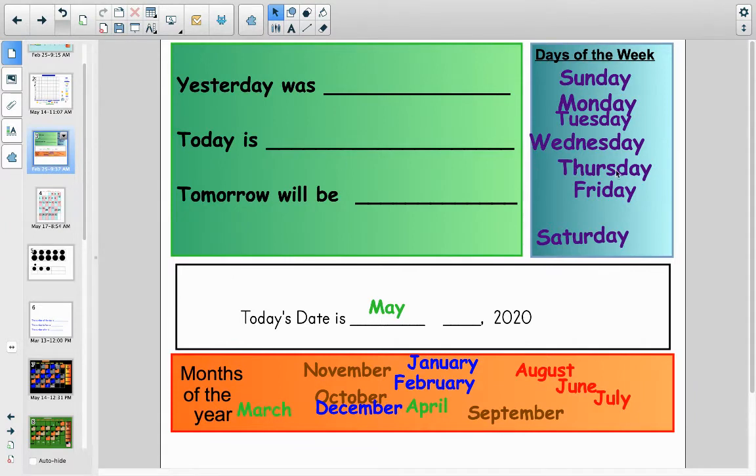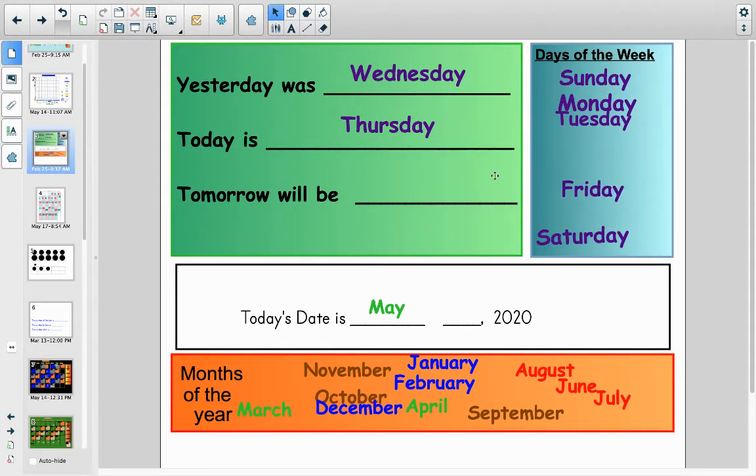Okay, so today is Sunday, Monday, Tuesday, Wednesday, Thursday. Today is Thursday. What was yesterday? Sunday, Monday, Tuesday, Wednesday. Say, yesterday was Wednesday. And tomorrow, Wednesday, Thursday, Friday. Yay for Friday. Say, tomorrow will be Friday.